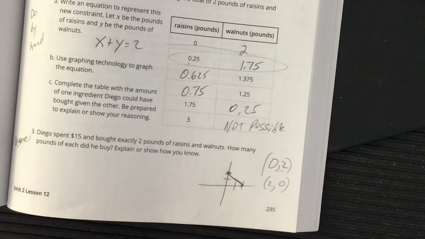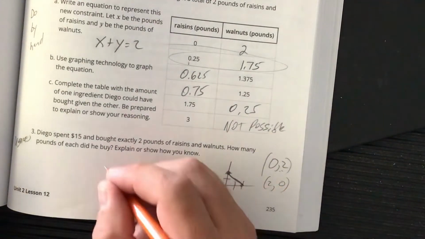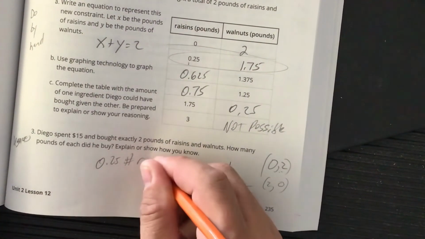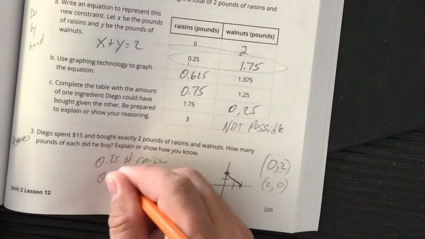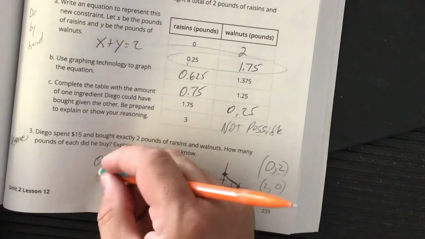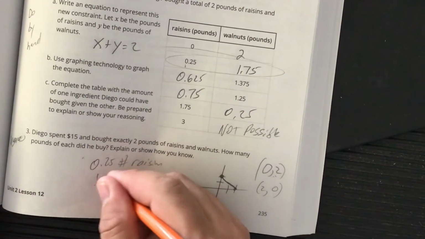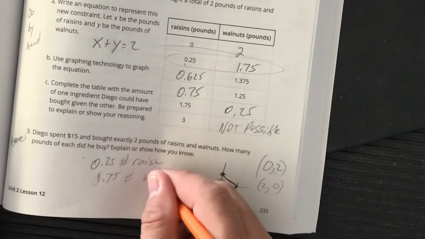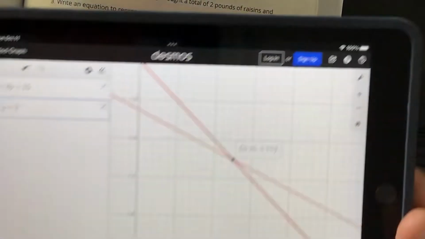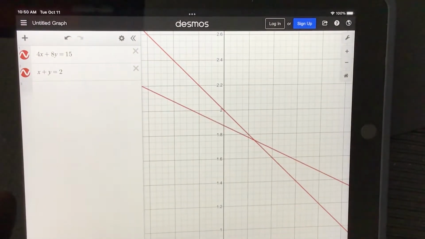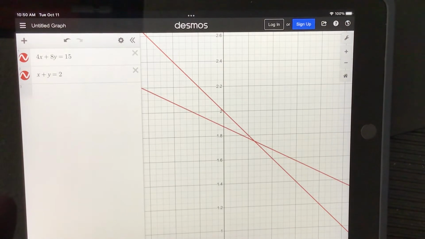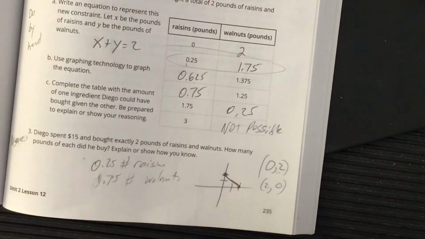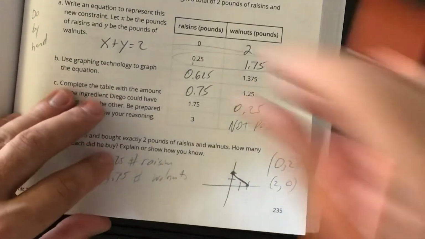Top of page 235 and the bottom. So he bought 0.25 pounds of raisins and 1.75 pounds of walnuts. So it will happen one time. Obviously, those lines will never cross again. One intersection point, that is the answer to both equations. Happens one time.